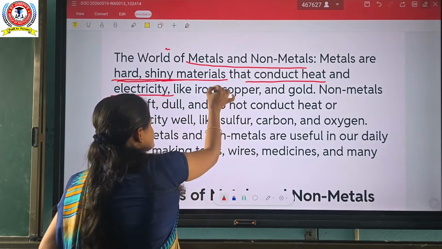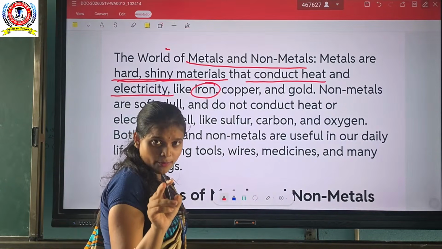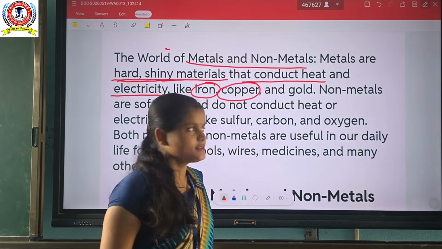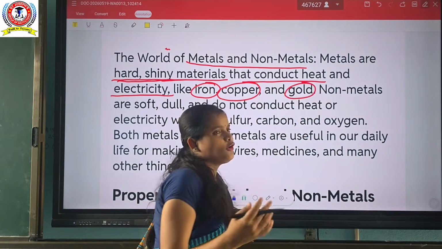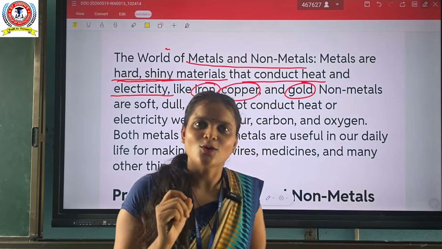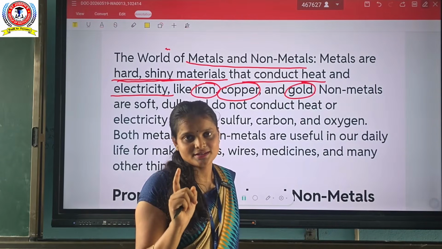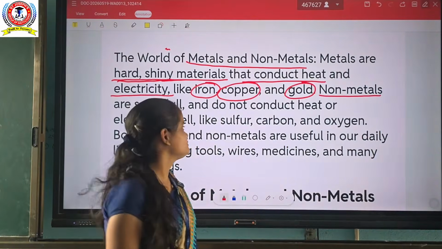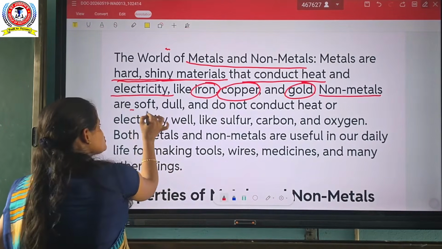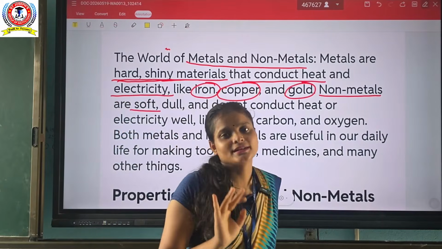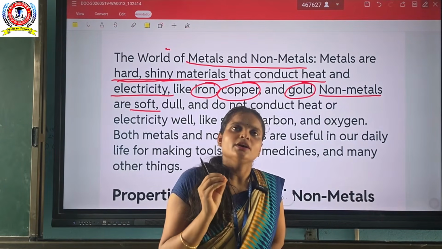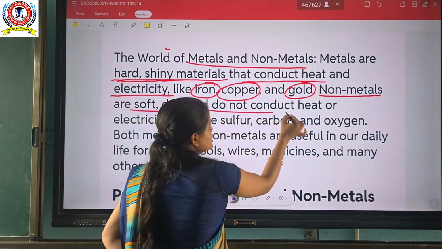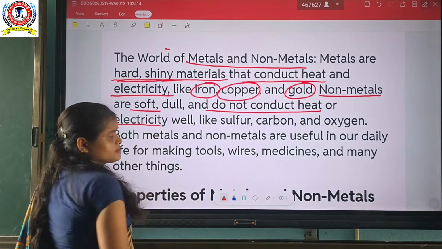Like I just told you, iron, these are examples of a metal. Copper is another example of a metal. Gold, we are all aware of this. Gold is also a hard metal, not a soft metal. Okay. Next we go to non-metal. So non-metals are soft as compared to metal. Not very soft, but non-metals are soft as compared to metal. They do not conduct heat or electricity.